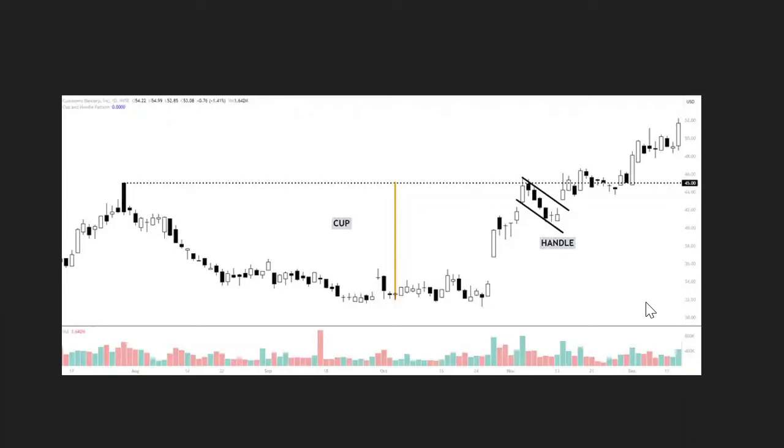Our last pattern here is going to be the cup and handle. And it's a bullish continuation pattern here. Let's take a cup with a handle. Here's the cup, here's the handle. These are hard to find. These are not very common. So I'm going to use an image on this one here.